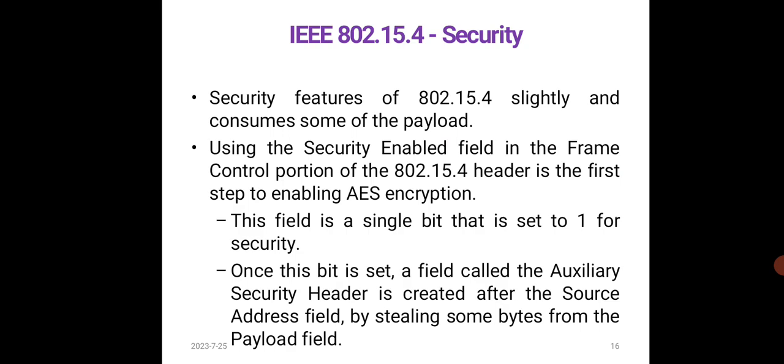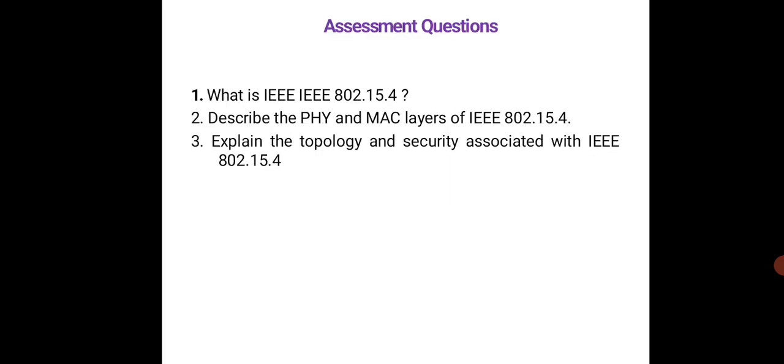Using the security enabled field in the frame control portion of this particular technology's header is the first step to enabling AES encryption. This field is a single bit that is set to 1 for security. Once this bit is set, security is ensured. Once this bit is set, a field called the auxiliary security header is created after the source address field by stealing some bytes from the payload field.